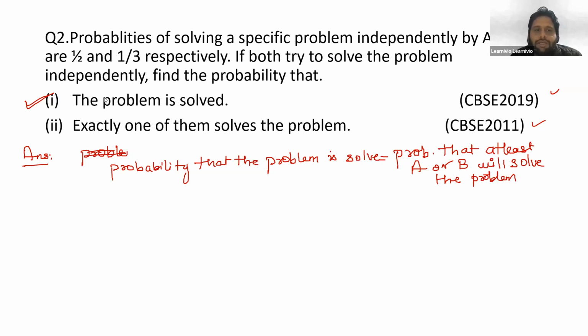Okay, why am I saying at least? Because if only A solves the problem, then also we will say that the problem is solved. If only B solves the problem, then also the problem is solved. If A and B both solve the problem, then also the problem is solved. Okay, so that's why the probability that the problem is solved is equal to the probability that at least A or B will solve the problem. Is it clear, Umir?